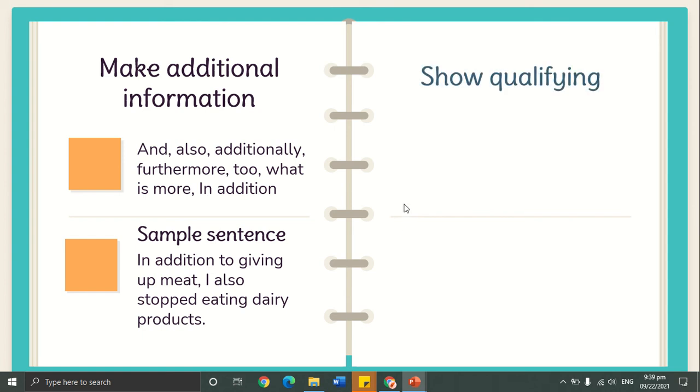So I was not able to change this one. It's supposed to be show contrast, not qualifying. It's show contrast. So obviously, contrast, yung magkaiba.